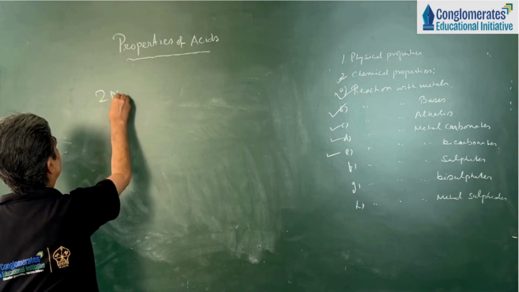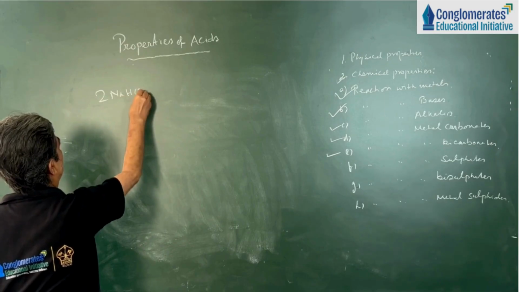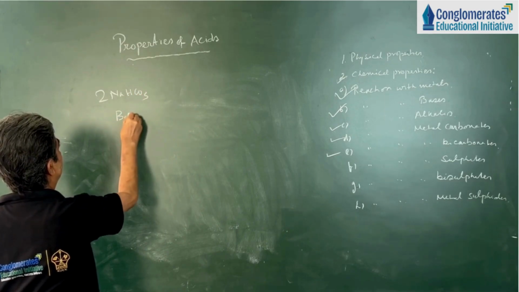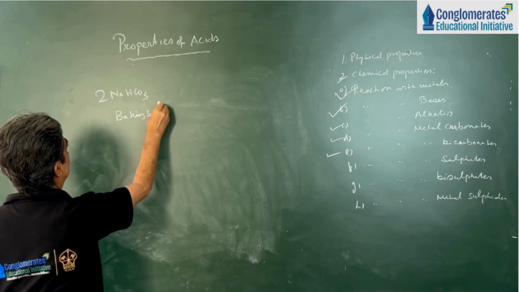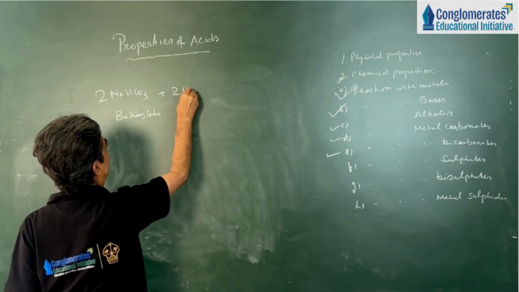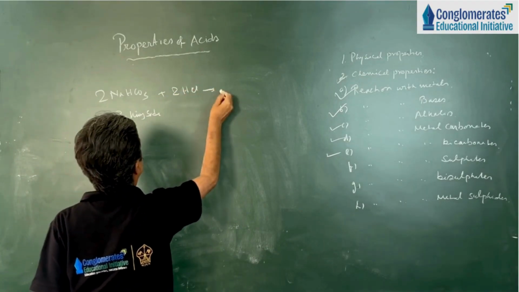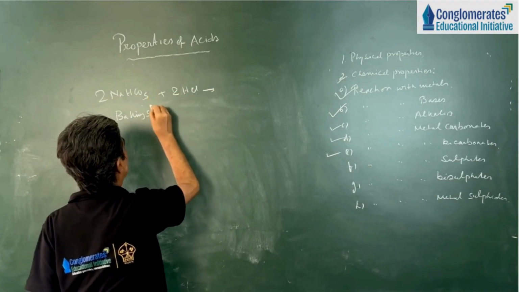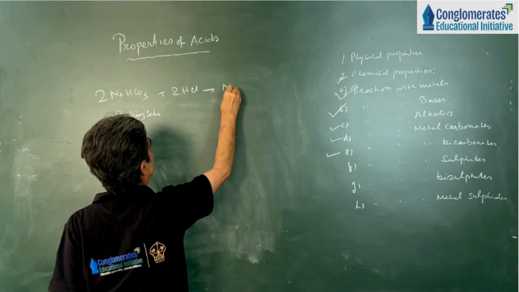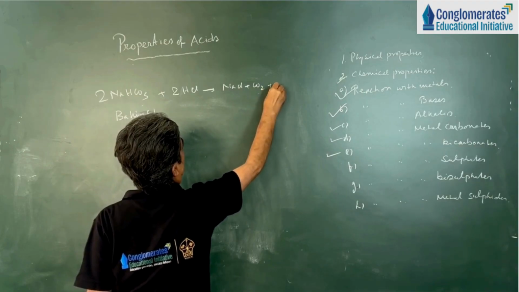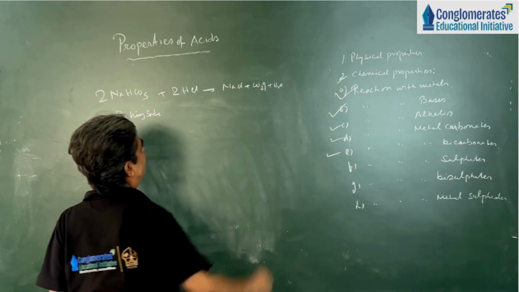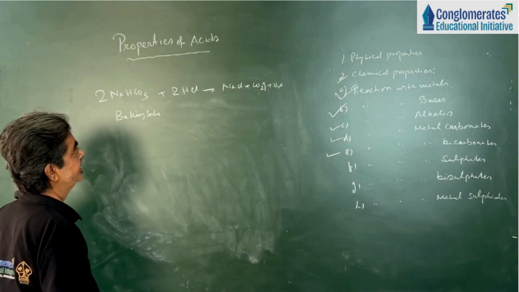Sodium bicarbonate, that is called baking soda. You can get baking soda from your kitchen, and you can take muriatic acid from home. If you add muriatic acid to sodium bicarbonate or baking soda powder, we'll get NaCl plus carbon dioxide plus water. You will find the evolution of carbon dioxide gas.